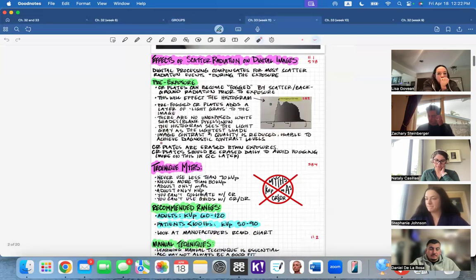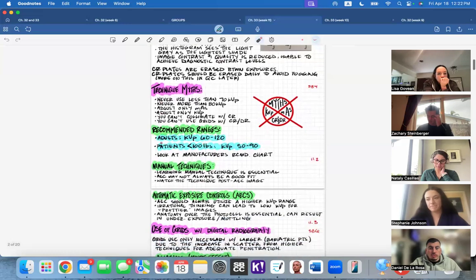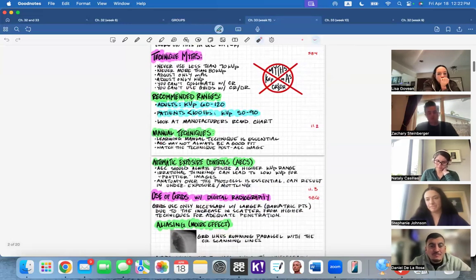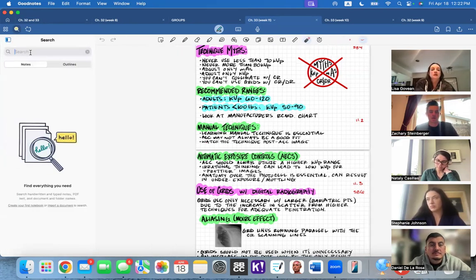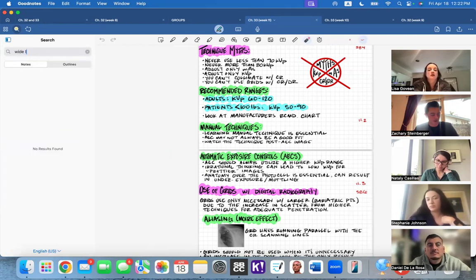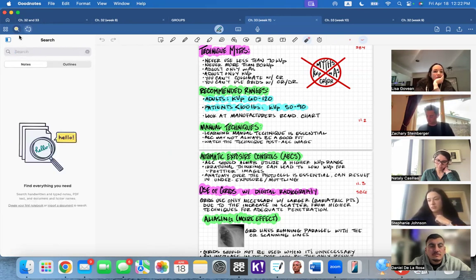One of the big topics in this chapter was how the professor talked about dose creep. Looking at your EI value, but not necessarily looking at your technique, or using AEC when you could, use AEC and then do manual techniques, look at your S number, and go from there. That wide latitude popped up again. Yeah, it sure did.